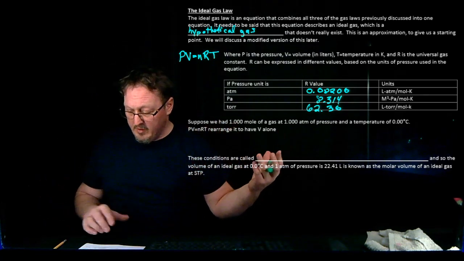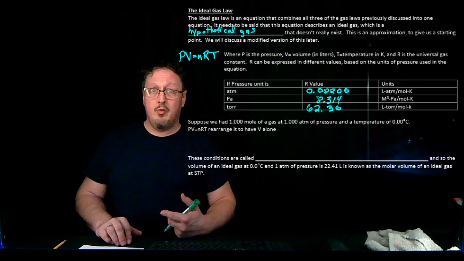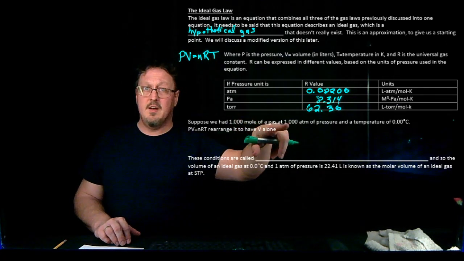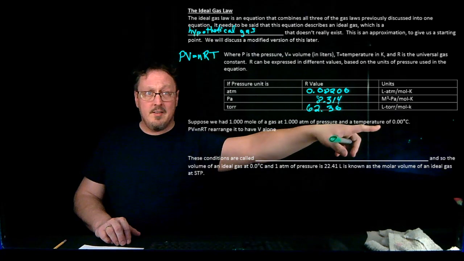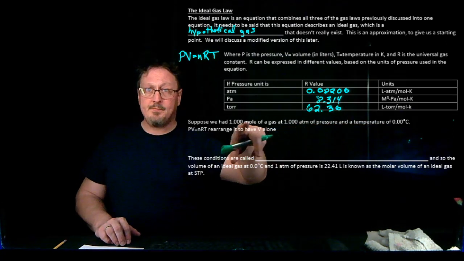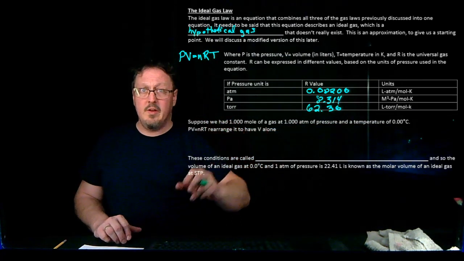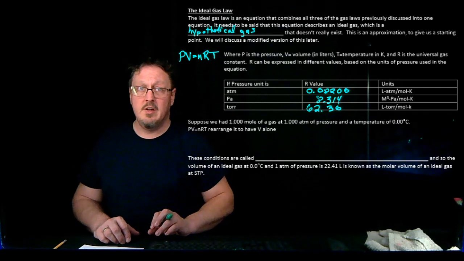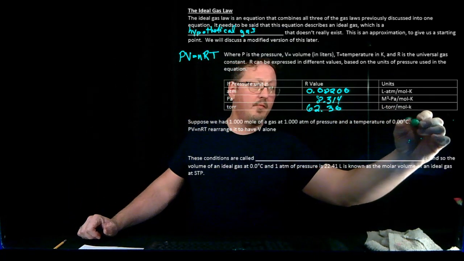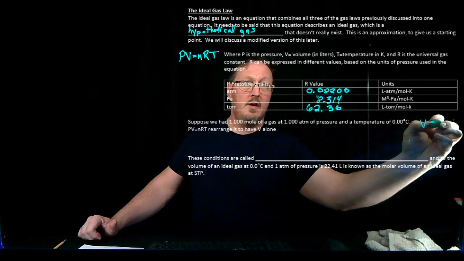So here we go. Suppose we had 1.000 moles of a gas at 1 atmosphere of pressure and at a temperature of 0 degrees Celsius. What would we have to find our volume? So volume equals question mark.